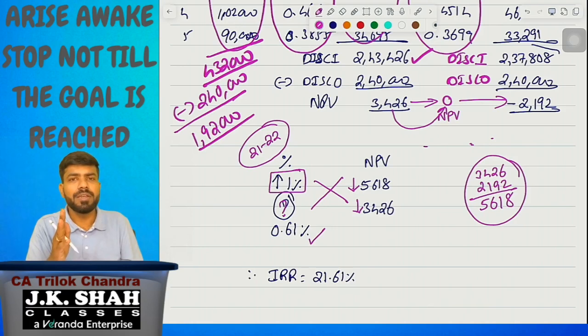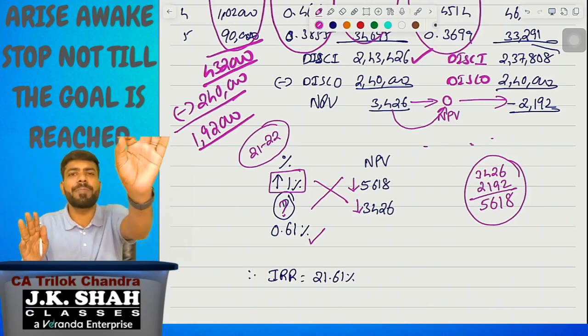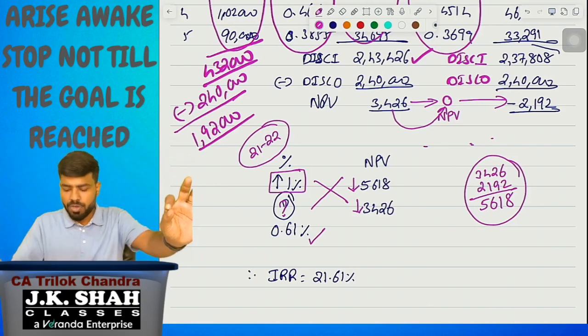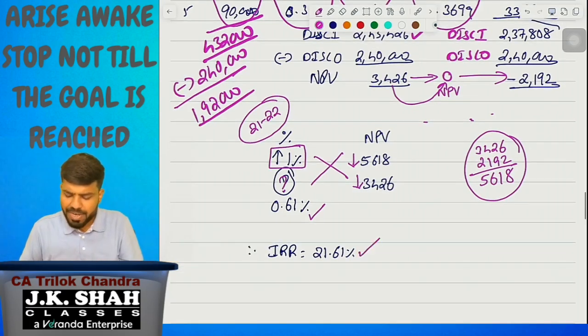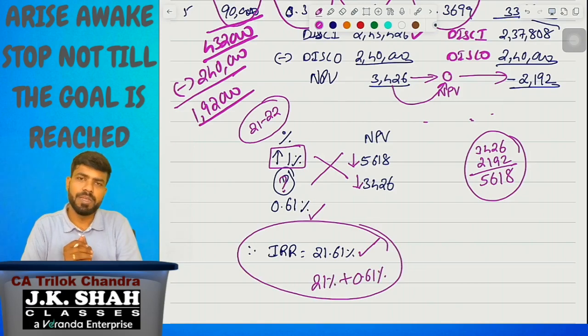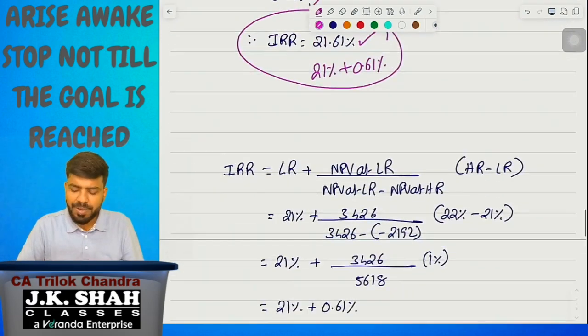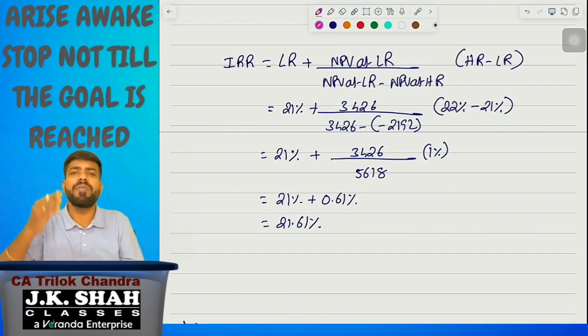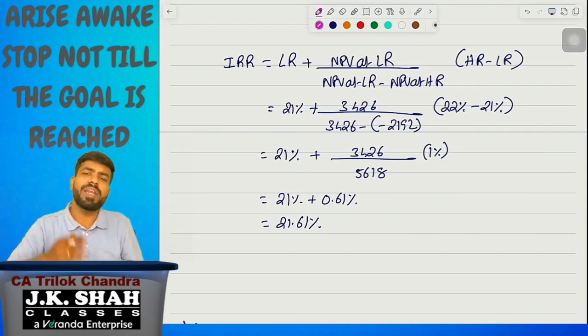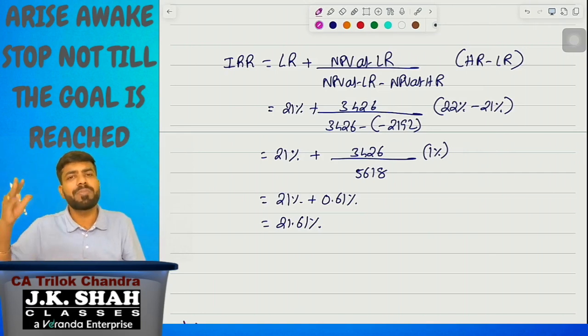Are you understanding? All of you, simple. By increasing 1%, the NPV decreases by 5,618. To make the decrease of 3,426, how much do I need to increase? 0.61%. So our IRR is 21.61%. 21% plus 0.61% totally comes to 21.61%. The same concept they have given in terms of a formula: IRR equals lower rate plus NPV at lower rate divided by NPV at lower rate minus NPV at higher rate, into higher rate minus lower rate.